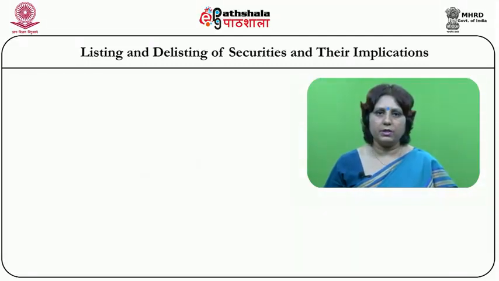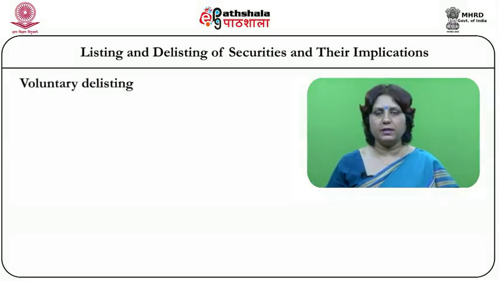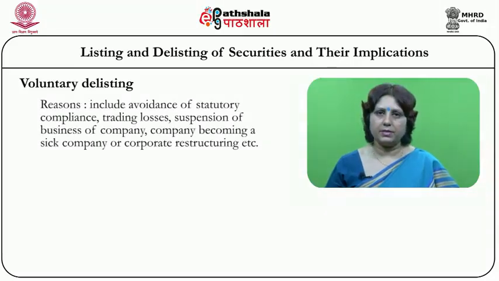Now let us understand what is voluntary delisting. As I told you, the company itself decides to voluntarily delist its securities. The reasons can be that the company does not want to go ahead with the statutory compliance, or the company has been losing on the trading of securities, or the company has suspended its business, or has become a sick company, or it is restructuring itself, or it is going ahead with reorganization of its share capital. Then the company may go ahead with voluntary delisting.